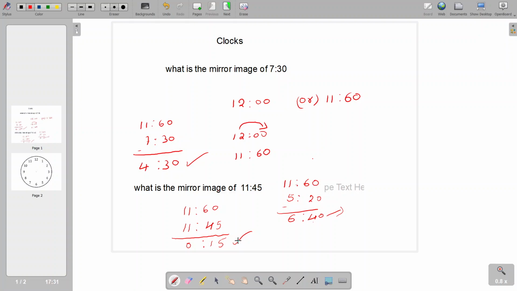So at that time, whenever we see 0, we need to replace this 0 by 12. So now the time is 12:15. This option they will give, so you need to choose this option. Don't panic if you don't see 0:15. You need to replace this 0 by 12. So now the final answer becomes 12:15.